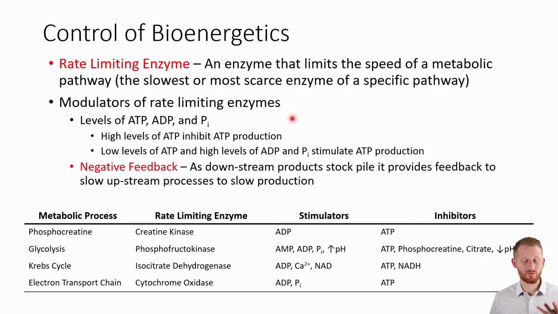So if you were to improve the rate-limiting enzyme, you'd actually speed up the pathway so you can get more energy out of that pathway. All right, so what are some various modulators of these enzymes besides just temperature and pH?